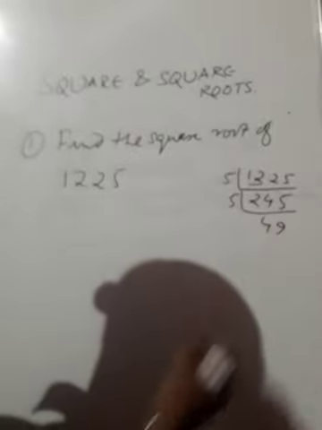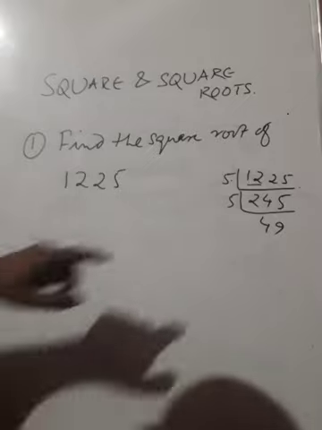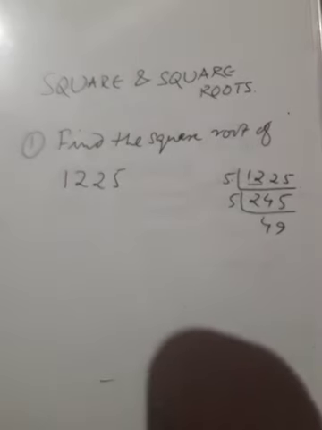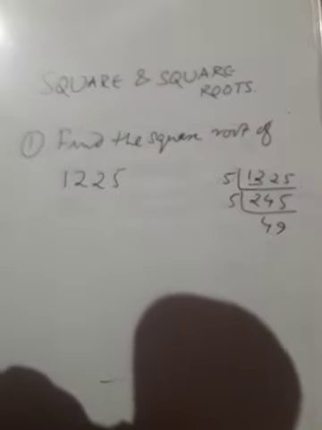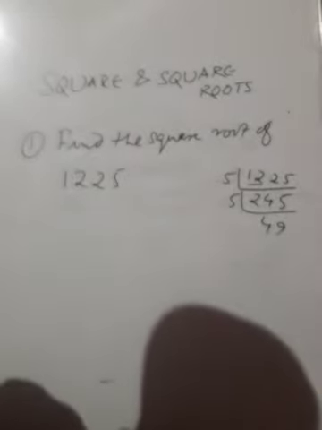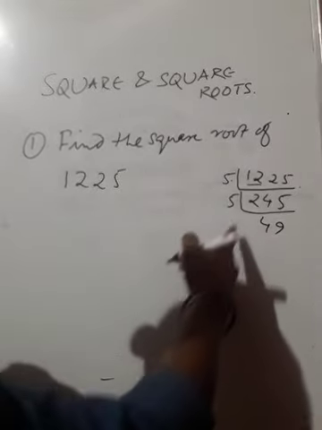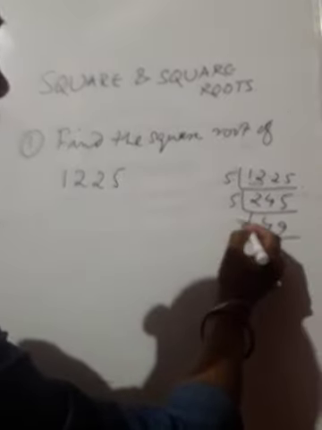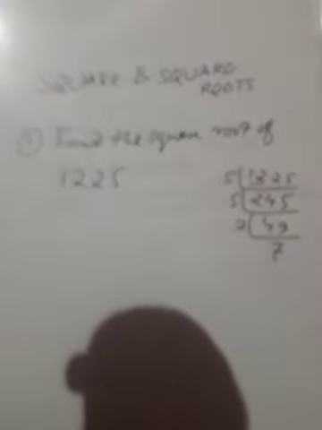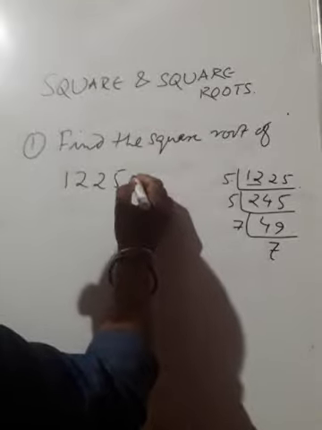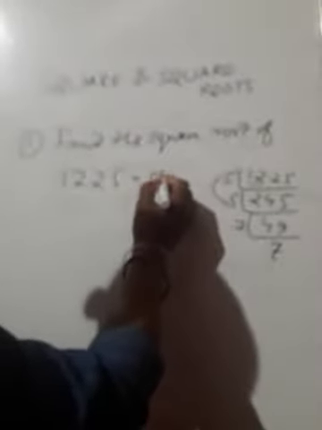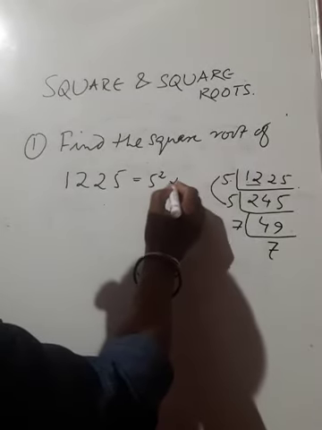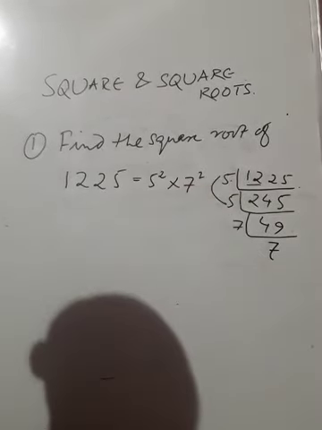5 9s are 45. Now you see that this is not divisible by 5 anymore, because the ones digit is neither 0 nor 5. So I take the next prime number. The next prime number is 7, and I see that it is divisible by 7. 7 7s are 49. So I can write in the similar method: 5 into 5, 5 square; 7 into 7, 7 square.